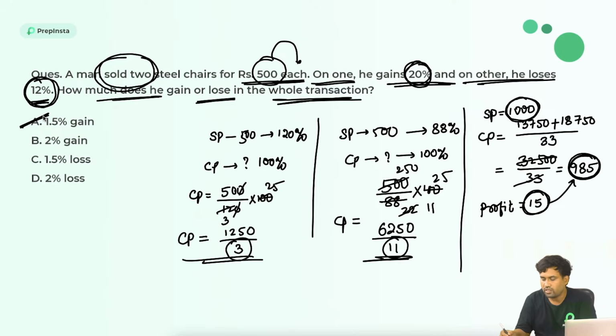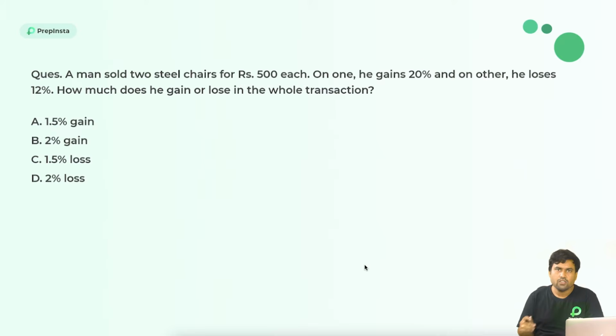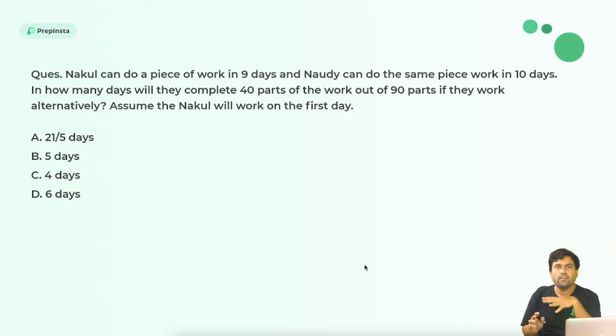So this is how you need to find. Actually it is not 985, it will be more than 985. So that's why the profit 15 is nearly 1.5%. So just look into the next problem. Try to pause the video and try to solve it on your own first, and then we will look into the explanation part. Okay, just look at here guys.